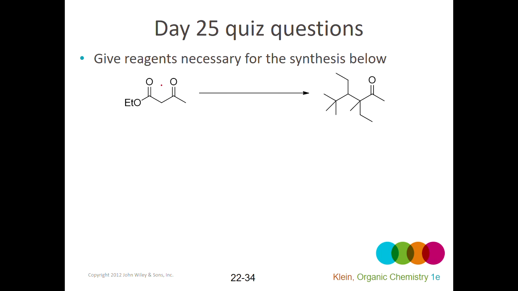So what I have here is an alpha carbon that's alpha to 2 different CO double bonds. So really any base I want will pick off one of these 2 protons.